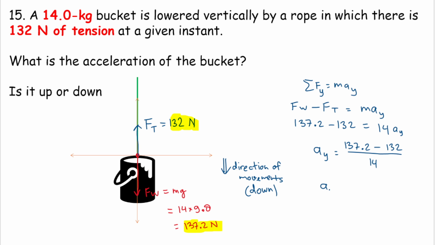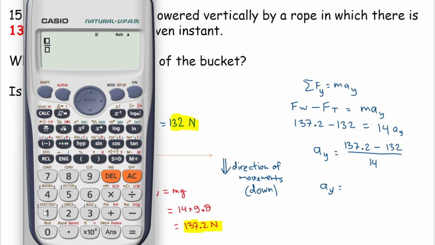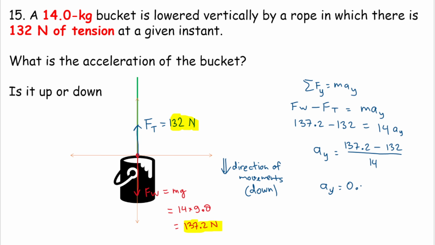Let's just plug that into the calculator. So what is a_y? 137.2 minus 132, and divide that by 14. And we will have 0.37, and the unit here will be meters per second squared. And that is the answer. a_y is 0.37 meters per second squared, and it is going down.